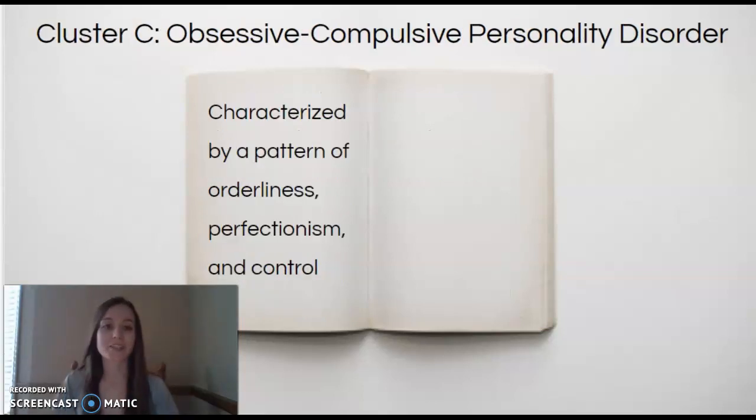Last in cluster C is obsessive compulsive personality disorder, which is characterized by a pattern of orderliness, perfectionism, and control. These are personality traits of being very preoccupied with lists and rules and order and organization and having a schedule. And if not, then the inability to complete the task, being stubborn and rigid, and maybe even not wanting to share responsibilities with others because they might not do it the way you would do it.